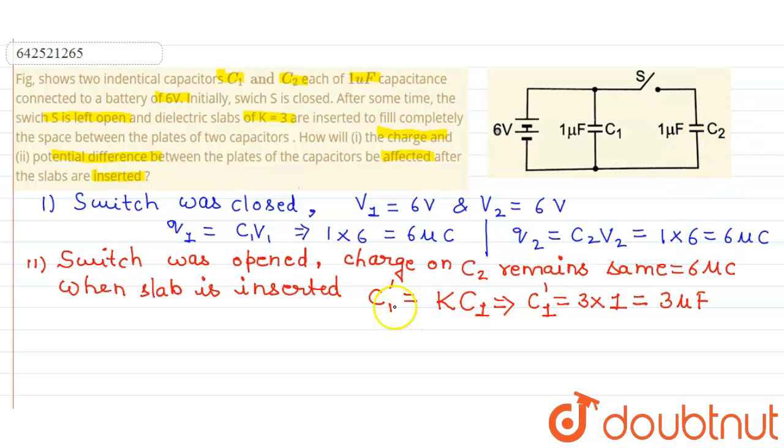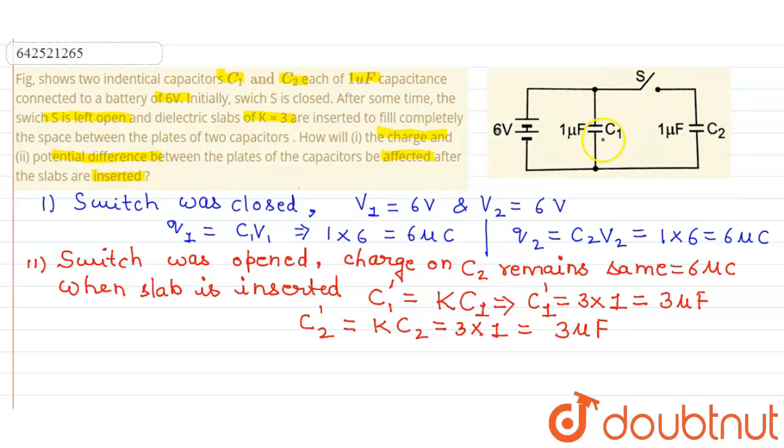And C2 will also have the same value. C2 dash, the new capacitance of the C2 capacitor, will also be K into C2, which equals 3 into 1, that is 3 microfarad. The new capacitances are now 3 microfarad. So what will happen now? The charge on the second capacitor will remain the same when the switch S is opened.